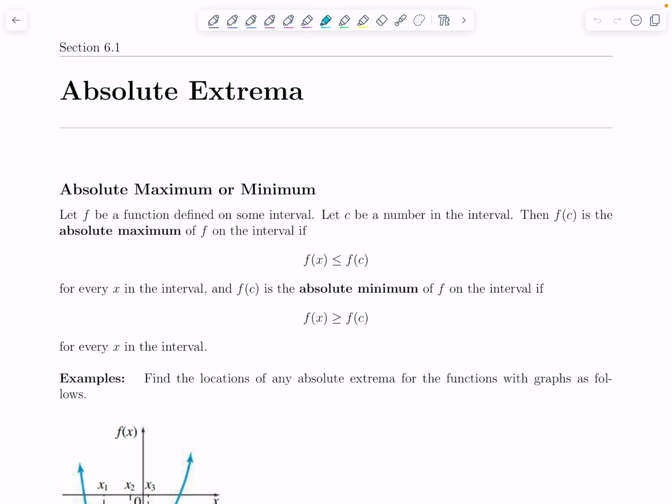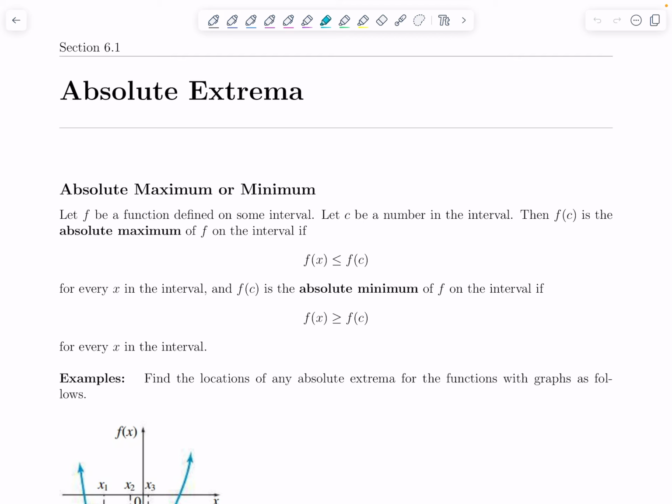This is the video lecture for section 6.1 for business calculus on absolute extrema. Now we've talked about relative extrema in the previous unit, and now we're going to look at a similar but different concept regarding absolute extrema. So first, let's get some definitions under our belt.